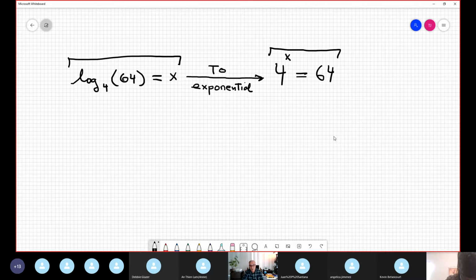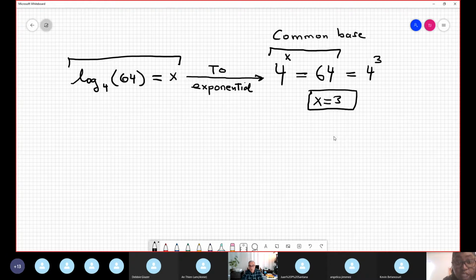So this logarithm statement is equivalent 100% to this exponential statement. What is the common base in this case? Well, I suppose it's 4, because I know 64 is 4 cubed. Therefore, what is the answer? The answer is x equals 3. So you replace here: logarithm base 4 of 64 is 3. It's the final answer. You follow me?